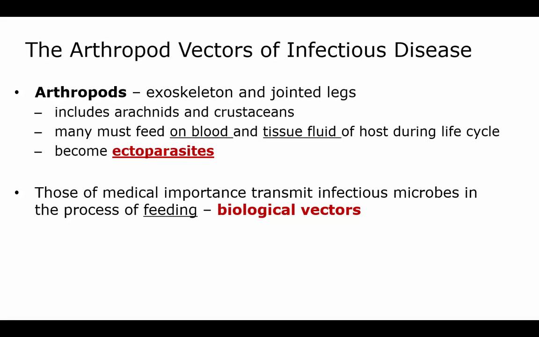Now to talk about our vectors, the arthropods. This includes your arachnids and your crustaceans as well as insects, and they have to feed on blood and tissue fluid of the host during the life cycle, and they become ectoparasites. They transmit these infectious microbes when they're feeding, so they're biological vectors.